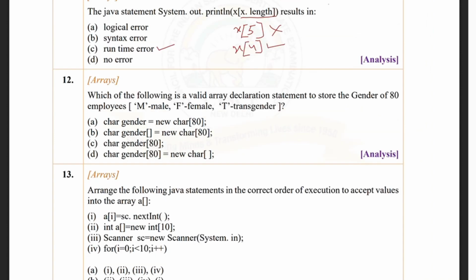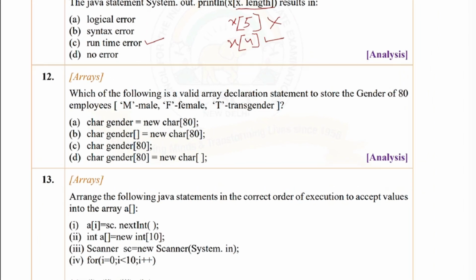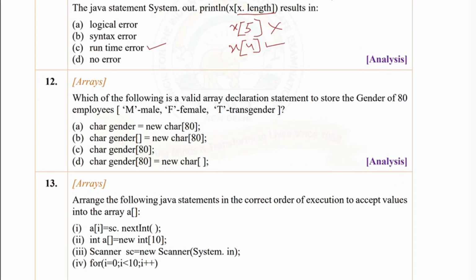Which of the following is a valid array declaration statement to store the gender of 80 employees? M male, F female, T transgender. See, char gender[] = new char[80]. This is the array declaration. First the data type, then the array name equal to new, then the data type, then the size of the array.